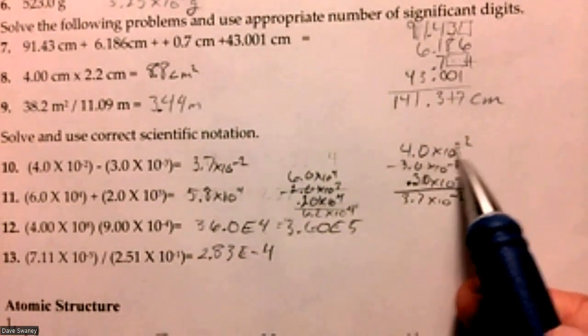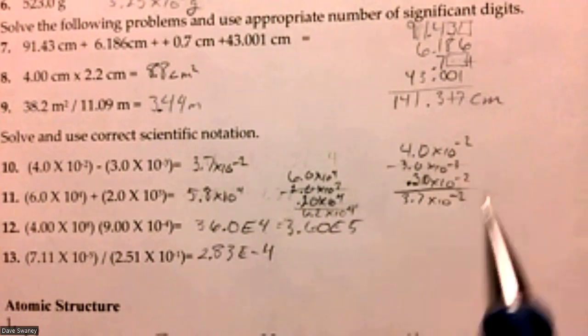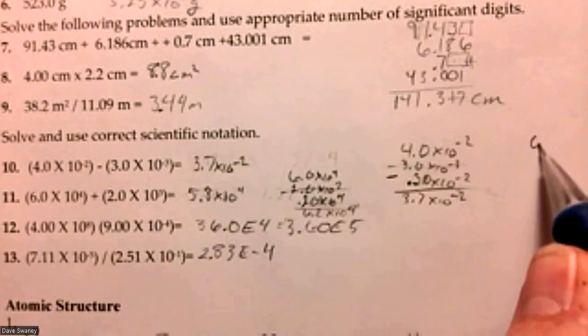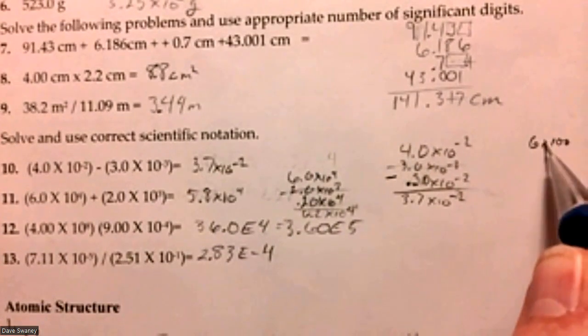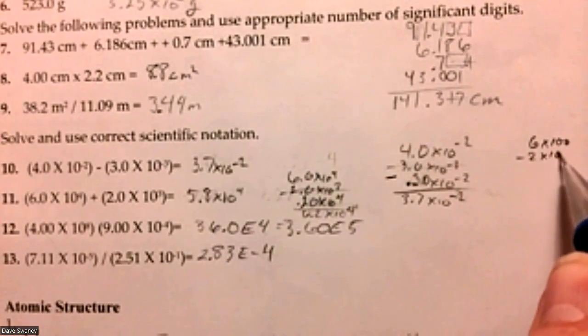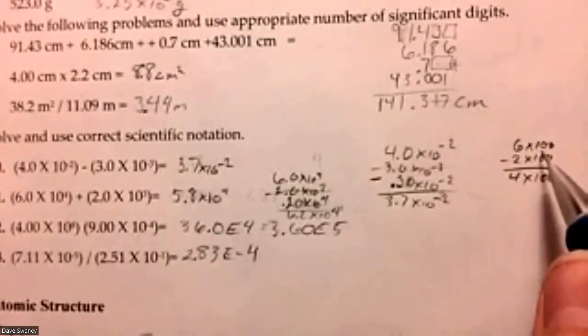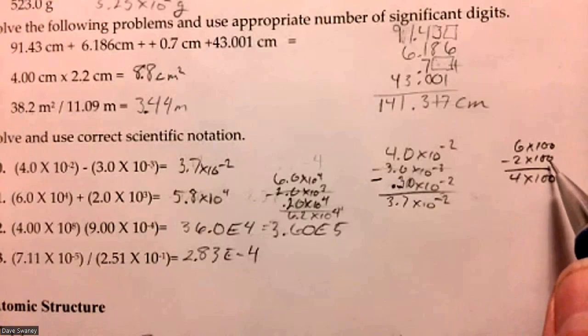And the multiplier in an addition or subtraction problem, in this case, falls into the answer, just like 6 times 100 minus 2 times 100 is 4 times 100, isn't it? 600 minus 200 is 400. The multiplier, as long as they're the same thing, falls into the answer.